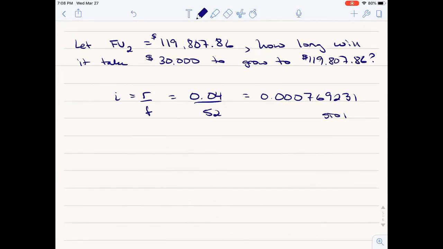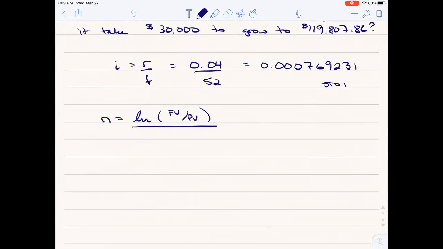Now, because this is just compound interest, we've deposited some money and it just sits there. There's no regular payments happening. Now we're back on the front page, right? I just call this section compound interest, even though we've got compound interest everywhere on here, but it's different because it's annuities. So here we're back in a compound interest situation where we've got the formula for N. N is the log of the future value over the present value over the log of 1 plus I.